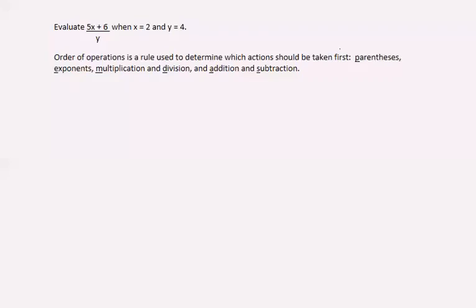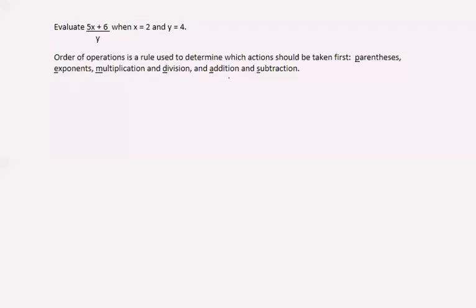One way to remember what to do first is to remember, please excuse my dear Aunt Sally. So that mnemonic stands for parentheses, exponents, multiplication and division, and addition and subtraction. And this is the order you should do a problem in order to get the correct solution.